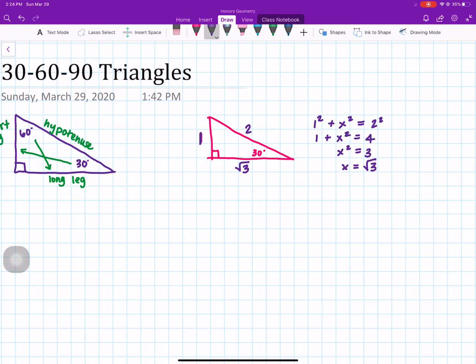And every single 30, 60, 90 triangle is going to be a scaled version of this. So make sure that this triangle ends up in your notes. This is kind of, I guess you could say, like the easy version of the triangle.